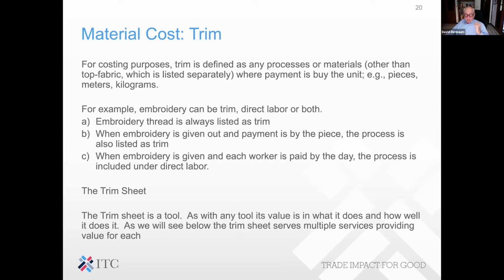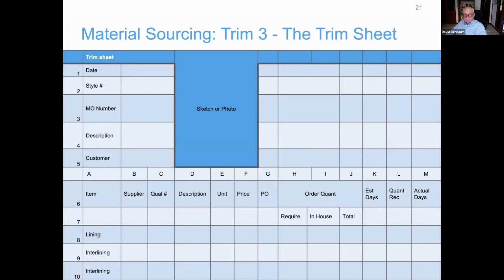Okay, we have a trim sheet, and this is a very important tool. This is the beginning of the trim sheet. I want you to look at this. The first 5 items relate to the style itself. Just the details. The date of the trim sheet, the style number that the customer gave you, your manufacturing order number, a description, and the customer. And usually you have a sketch or a photo.